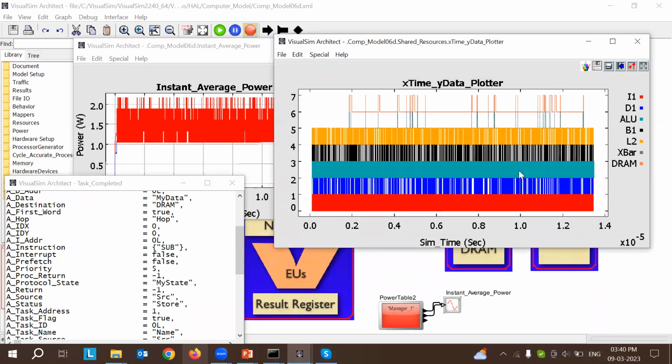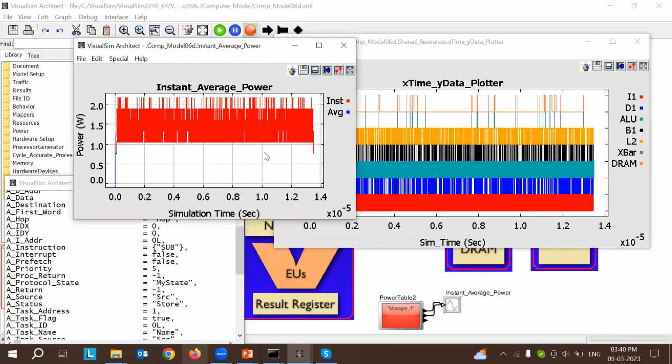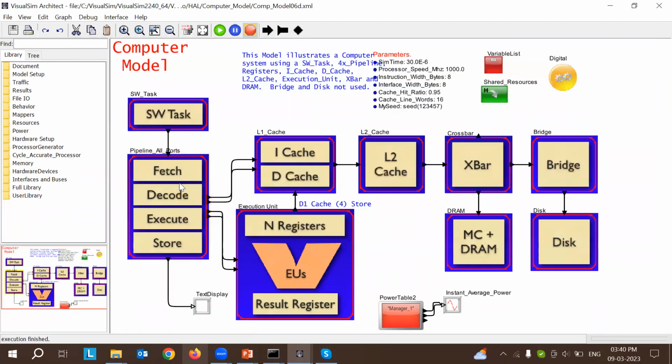The designer designed a utility activity diagram where the user can observe the utilization of each device throughout the simulation. Along with this, the designer can observe the power consumption of the entire system as the instantaneous power and average power. So this is an example of a 5-stage superscalar processor in a stochastic modeling.